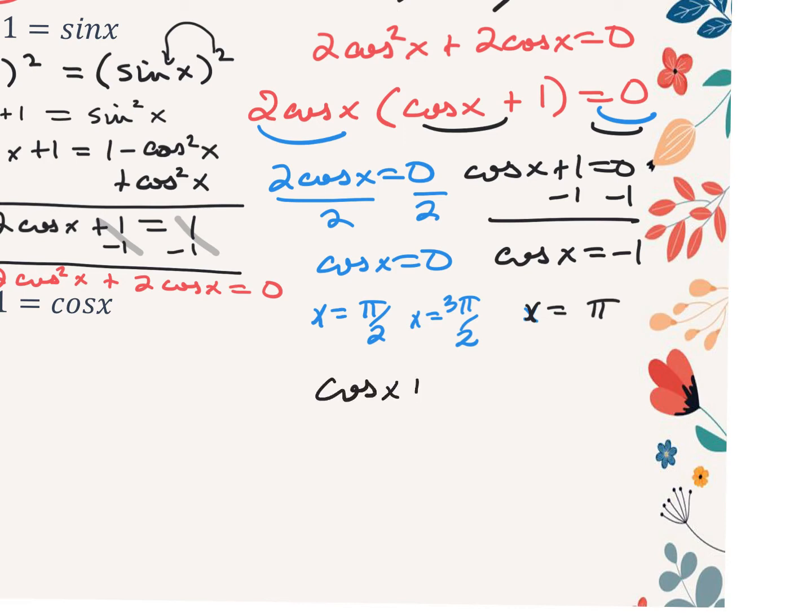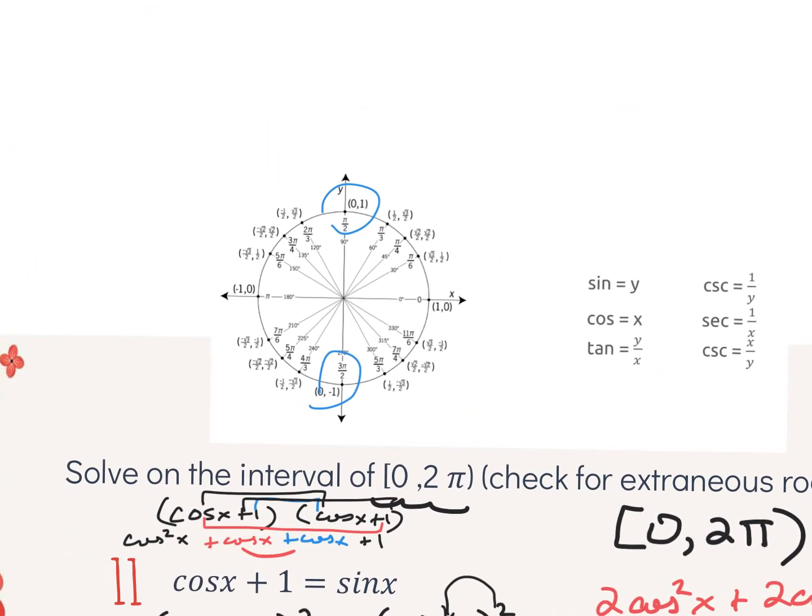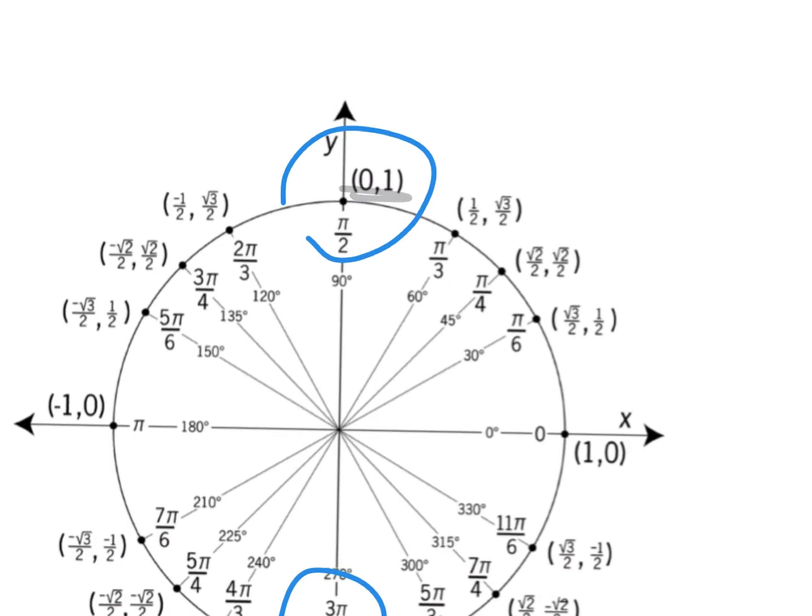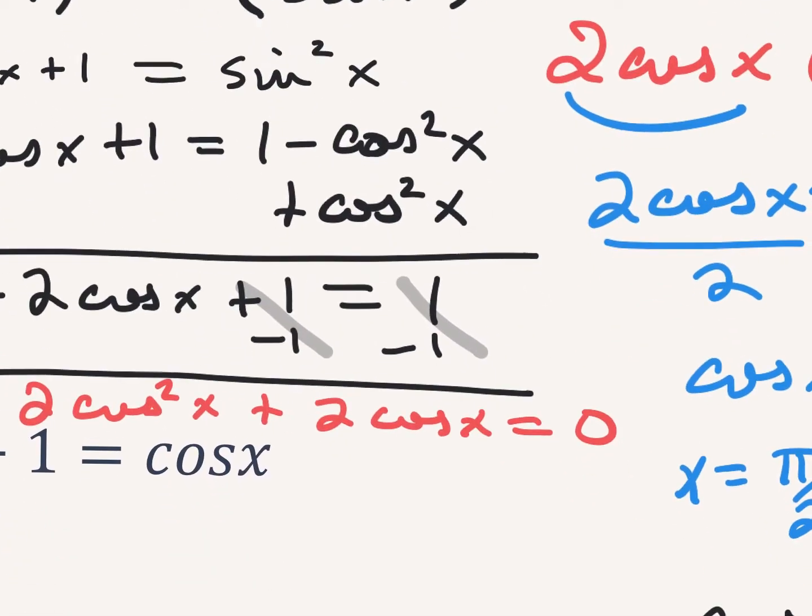Cosine x plus 1 equals sine x. I'm going to use this equation for all 3 when I do the check. So the first one I'm going to check is pi over 2. So I'm going to take cosine of pi over 2. I'm taking out the x's and replacing them with the angle measures. Plus 1 equals sine pi over 2. I'm going to go ahead and grab that ordered pair for pi over 2. If I come up here to my unit circle, the ordered pair for pi over 2 is this one, 0, 1.